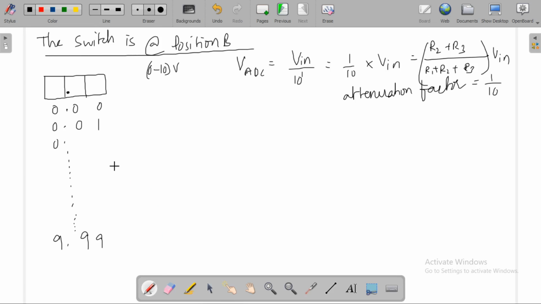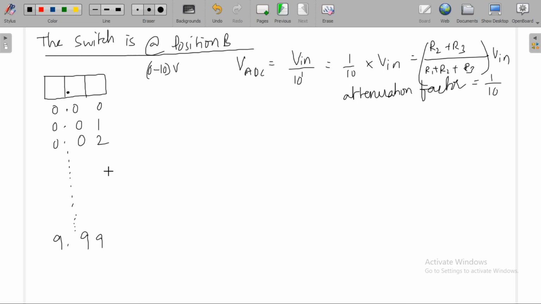Again, this will also be 0 to 9, again 0 to 9. Likewise, you're going to have 1000 steps from 000 to 999. Then what is the range? What is the minimum voltage? Minimum voltage is 0.00. What is the maximum voltage? Maximum voltage is 9.99. Then what is the range? The range is 0 to 10 volts.